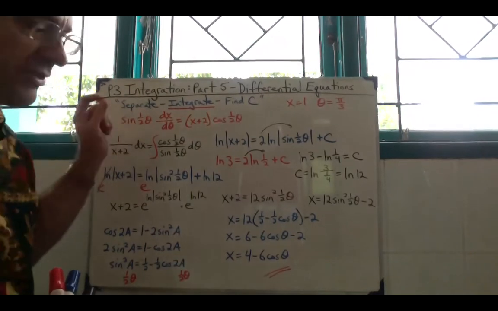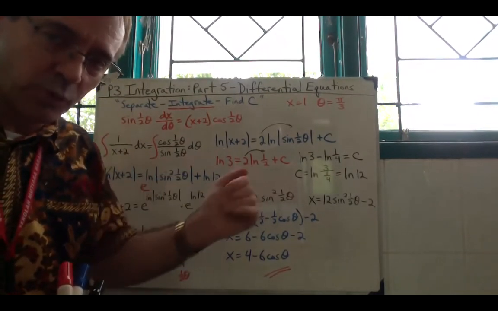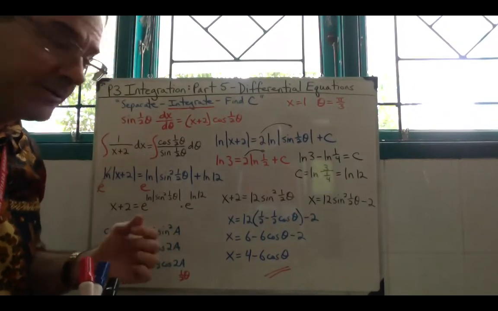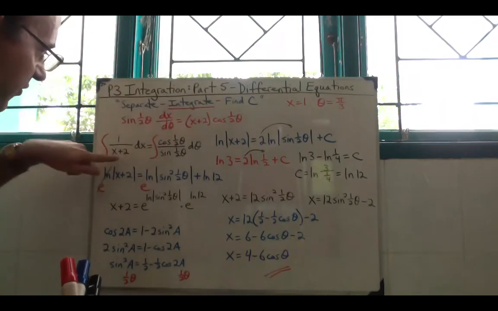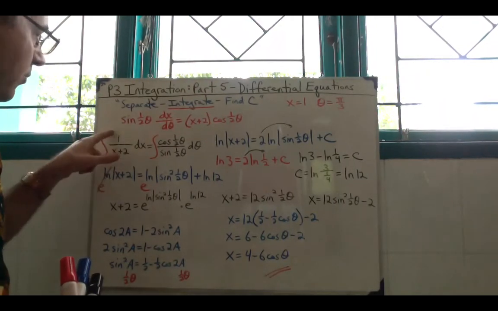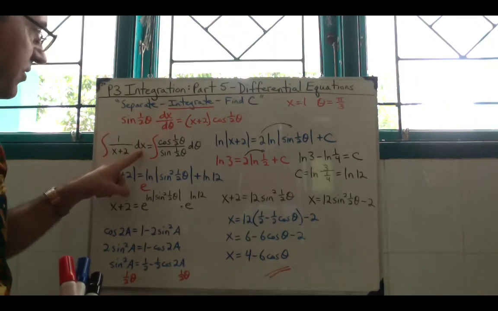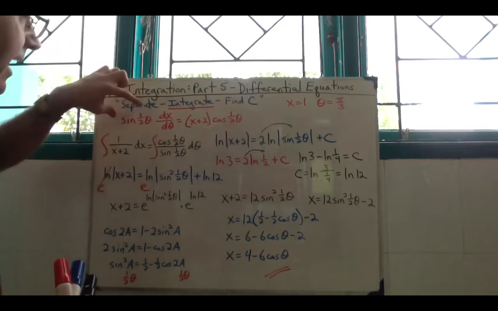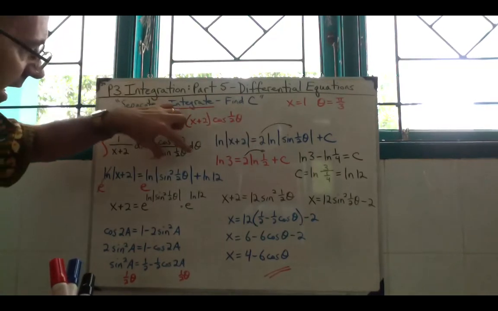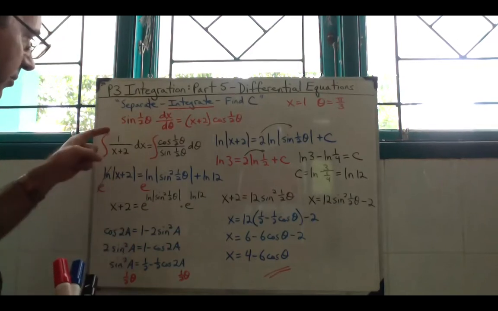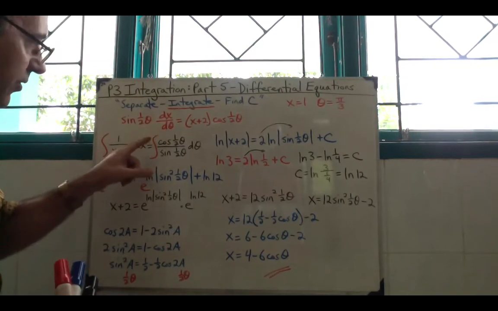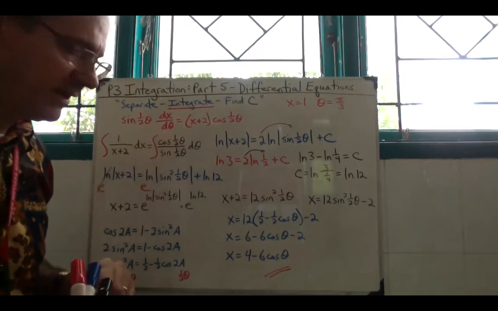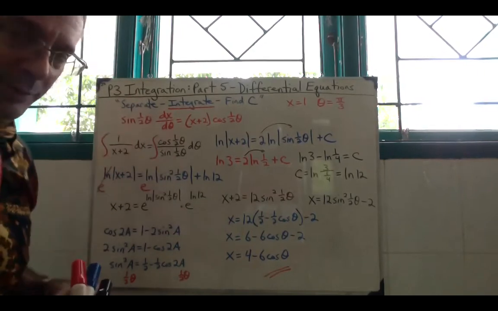So again, we start with separate. Separate your variables with the differential. We already have dx on top, so we want it to stay there. So we're going to divide the x plus 2 to the other side. So we get 1 over x plus 2 times dx. Then we need to multiply the d theta to the other side, and we need to divide the sine 1/2 theta to the other side. So we get 1 over x plus 2 dx equals cosine half theta divided by sine half theta times d theta. So that's the separate part.